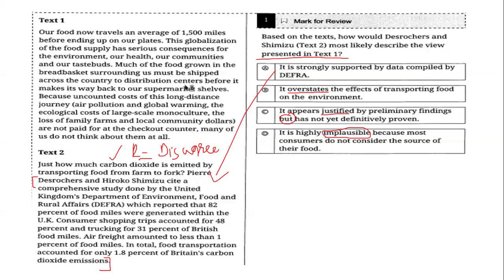Any questions? Any doubts? Okay, you didn't understand the meaning of the question. The meaning is very simple. Based on the text, how would Desrochers and Shimizu of text 2 most likely describe the view? They have presented two views, right? The first view is all about the distance. What is text 2 all about? What are these two talking about? They're citing a study they have done. So text 2 is all about the study, the survey they have done.